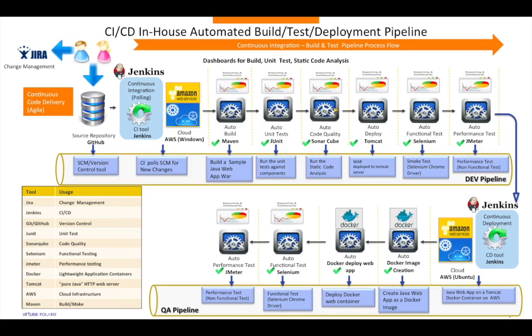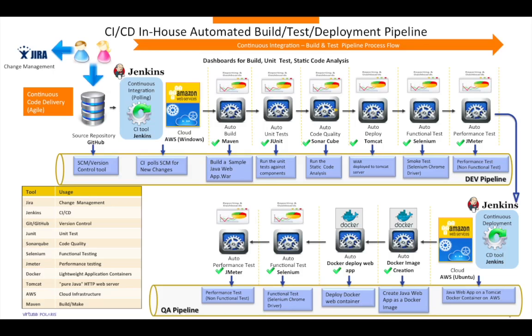Selenium is invoked by Jenkins to execute the functional test suites followed by execution of performance test suites of JMeter. In the QA pipeline, the WAR file that comes from the dev pipeline is bundled along with the Tomcat server application into a Docker image. The Docker image is then deployed as a container to bring up the web server application on the Ubuntu machine. Functional and performance tests are executed against this new web server to verify if the application behavior is as expected.